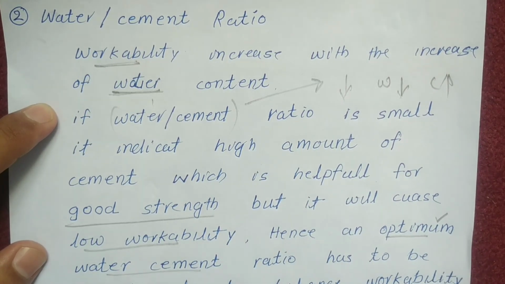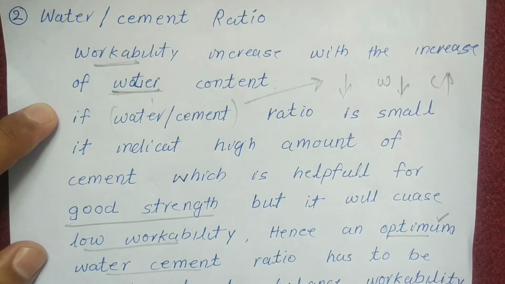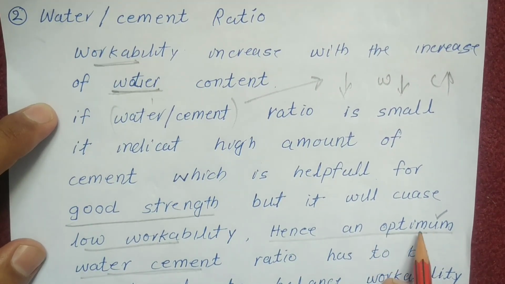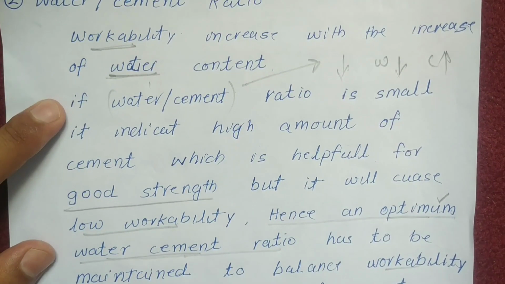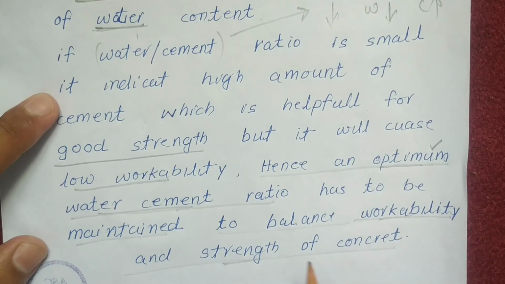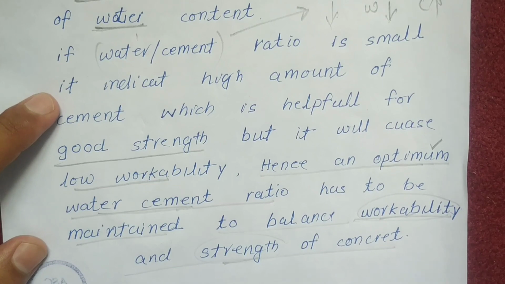Hence the optimum water cement ratio has to be maintained to balance the workability and strength of the concrete. The last sentence is very important. It says that we have to take the optimum water cement ratio to balance the workability as well as the strength, because workability and strength are both very important for us in the concrete. So we have to take the optimum water cement ratio.